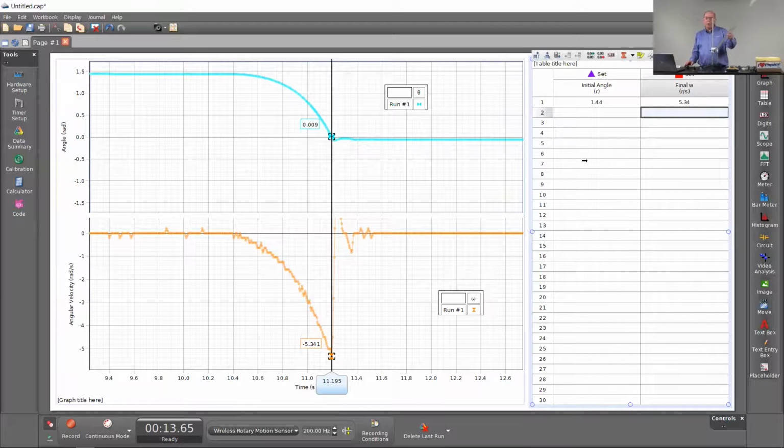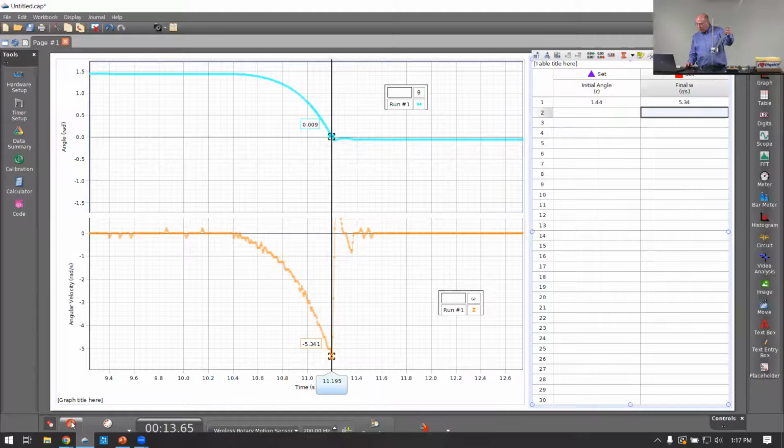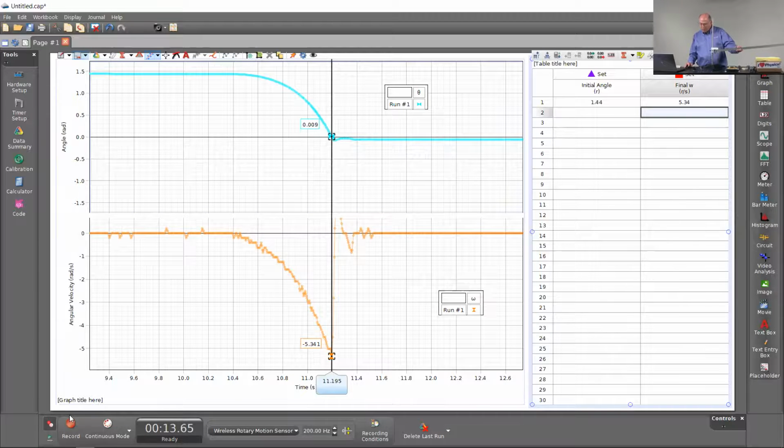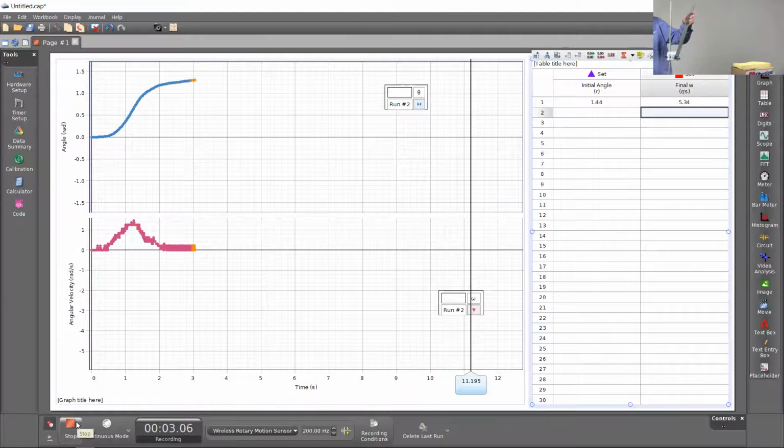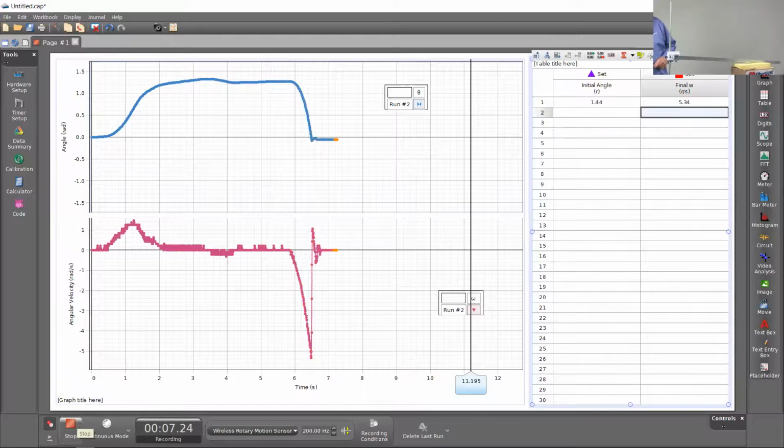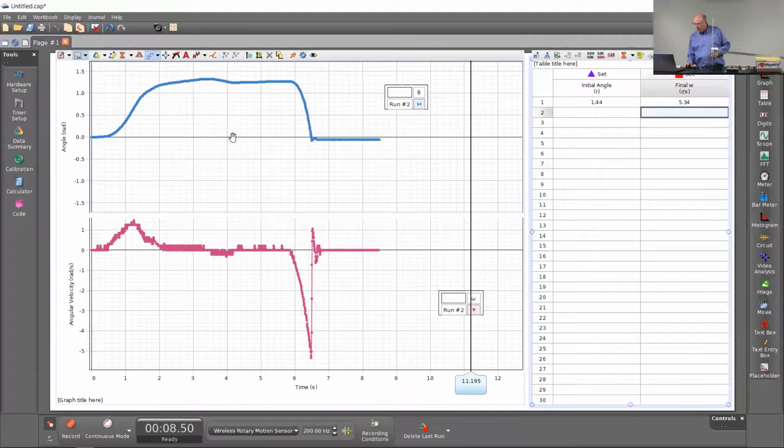So then I would do a second trial. I won't measure it, but I'll just real quickly show you how fast the data collection goes once students get the idea. So I hold it level, hit record. So now I have 1.44, so maybe about there. You can create a digits display instead, but you just keep doing that.